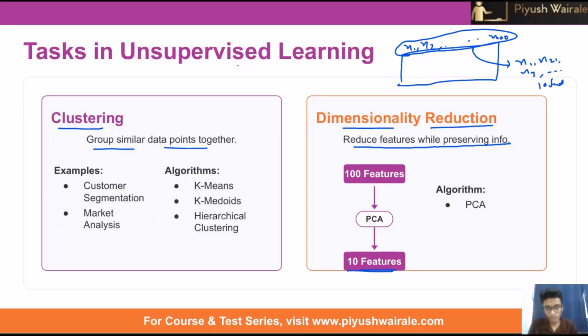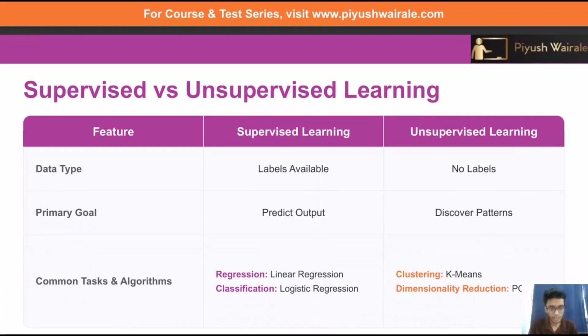Talking more about clustering, the examples are customer segmentation and market analysis. The algorithms for clustering are k-means, k-medoids, and hierarchical clustering. We will talk more about this in upcoming lectures, where we'll get into the mathematical depth of these. Okay, for now let's move ahead and talk about the difference through this table.